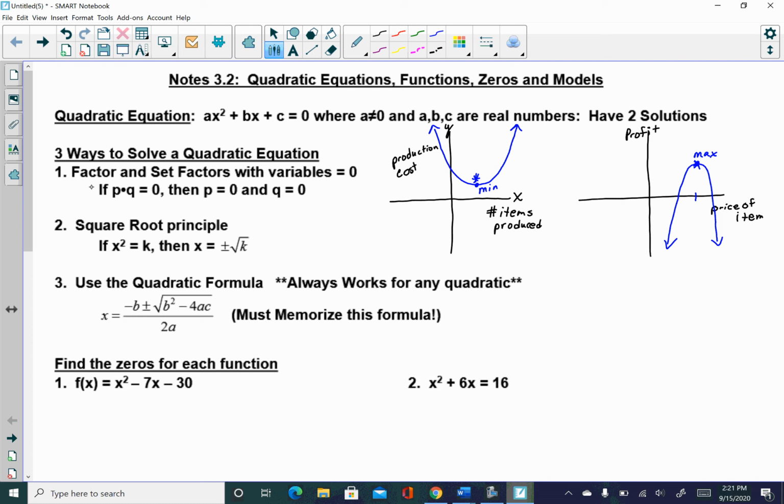If you can factor, I always recommend factor. Set any factor that has a variable in it equal to 0 and solve for your variable, okay? That's always my go-to top method. I always say do that first.